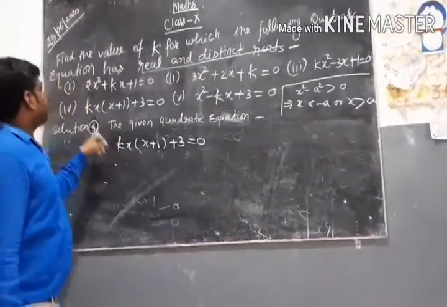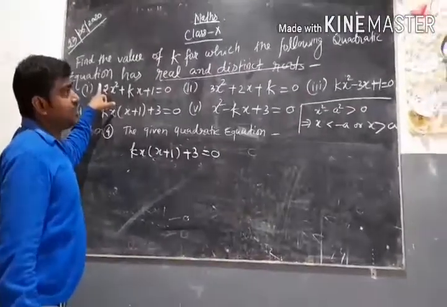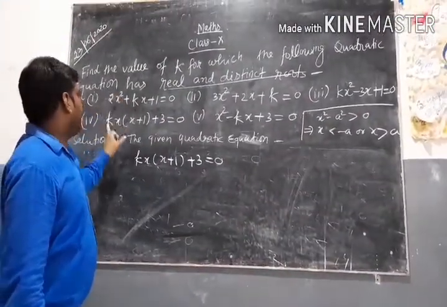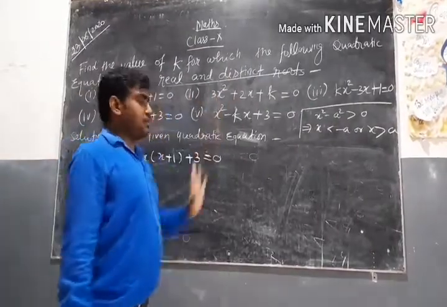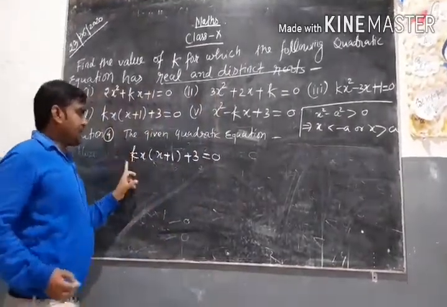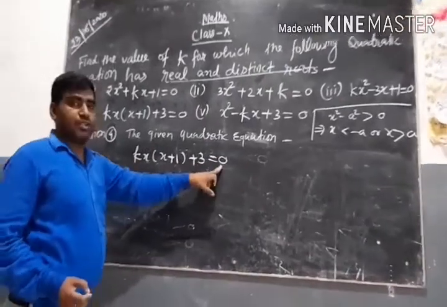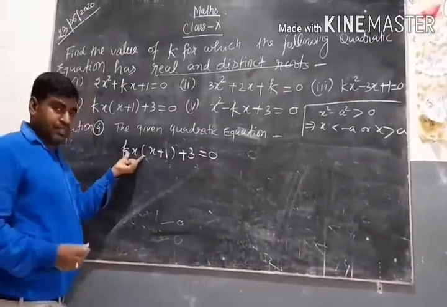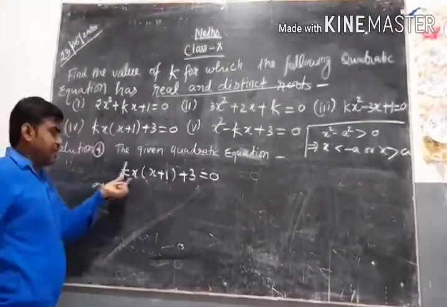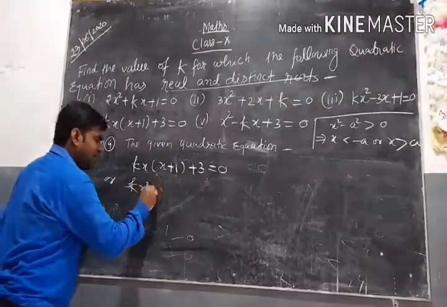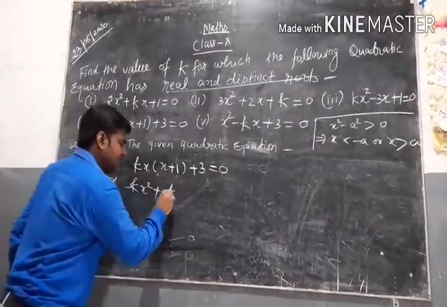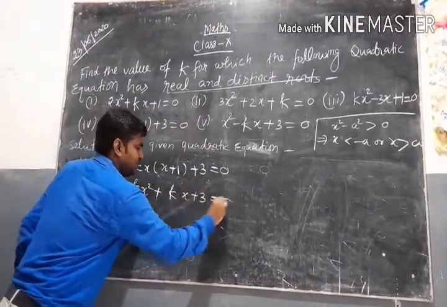Now question 4. Find the value of k for which the following quadratic equation, kx into (x plus 1) plus 2 equal to 0, has real and distinct roots. As you know that the given quadratic equation is kx into (x plus 1) plus 2 equal to 0. First of all, write it in standard form. So we multiply kx into this bracket. We have kx into x, which is kx square, plus kx into 1 gives kx, plus 3 equal to 0.